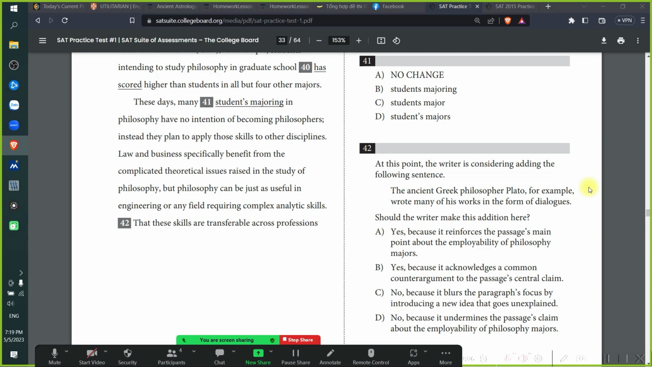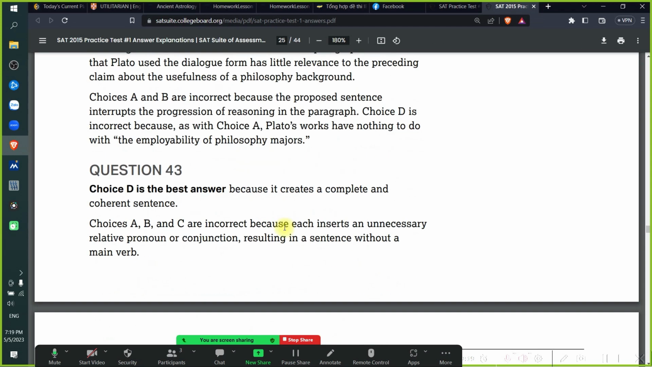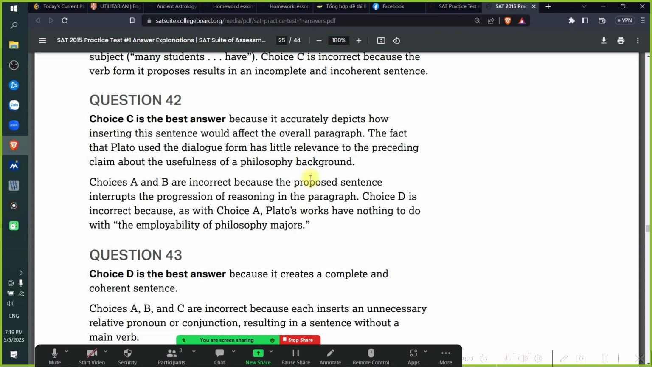C. No, because it blurs the paragraph focus by introducing a new idea that doesn't explain. So 42, it's C. Very good.